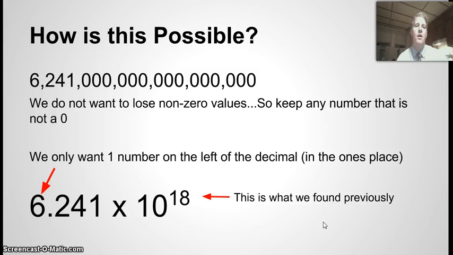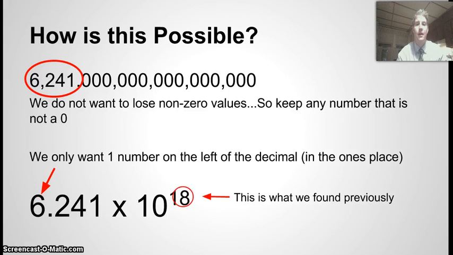A few other things. We want to get rid of all of those trailing zeros, but keep any numbers. So we want to keep the 6, 2, 4, and 1, making sure to keep the 6 in the ones place. And this 18, remember, we found on that previous slide. That's how many times we had to move the decimal place to the left.